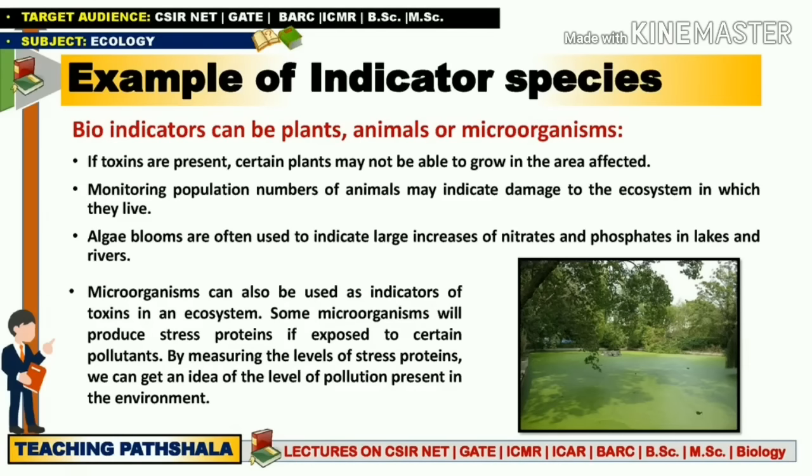Due to the creation of a stress condition, there will be a secretion or production of stress protein in that microorganism. The higher the level of the stress protein, the higher the level of pollutants estimated to be there. So in this way, by measuring the level of stress protein produced in a microorganism, we can estimate the level of pollution in that particular area.